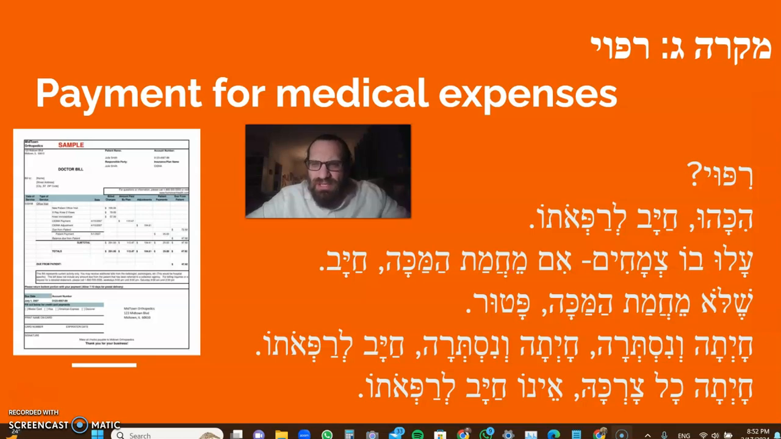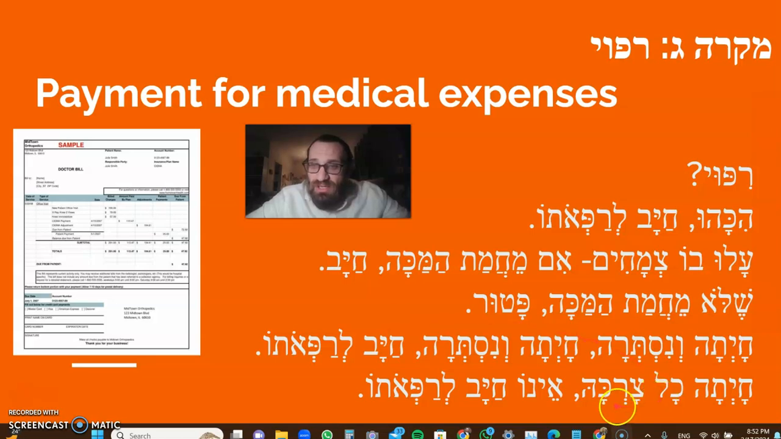Here's where it gets a little more complicated. Chayta benistara. Chayta means it heals. Benistara means it opens up again. Chayta benistara, it does it again, right? It keeps starting to heal, but then it's opened, it gets infected, something happened. Chayev lerpoto, it still has to pay for them. The continued medical expenses, they still have to pay for.